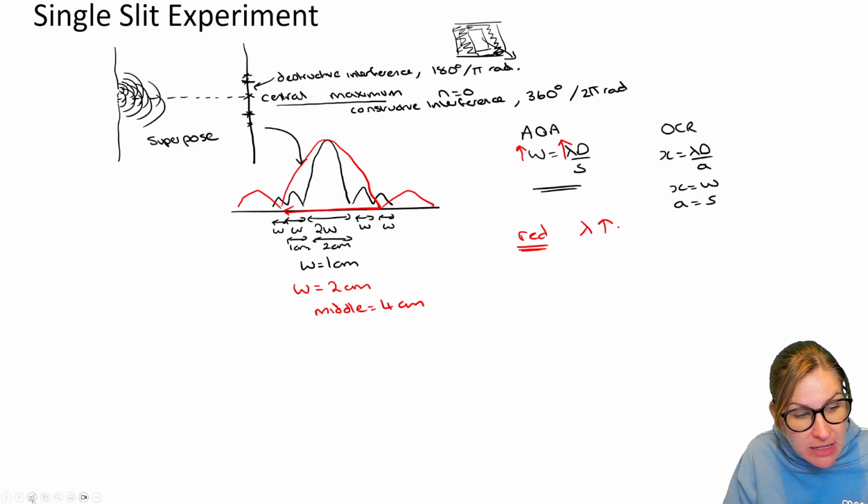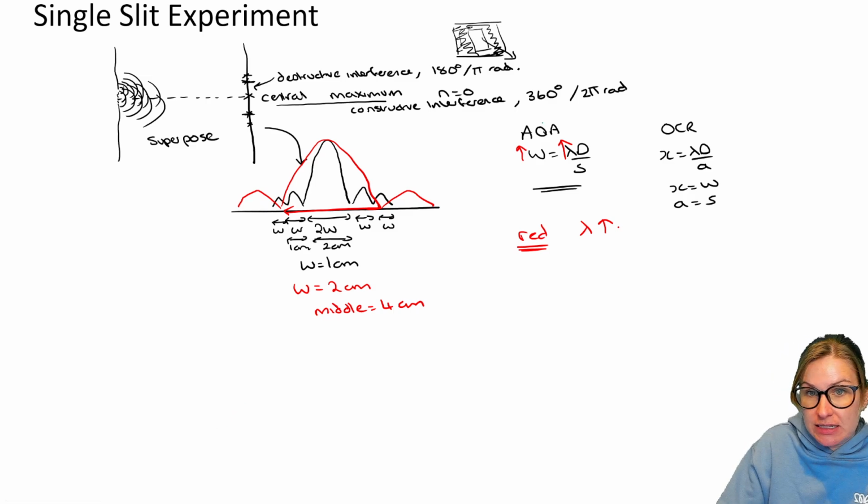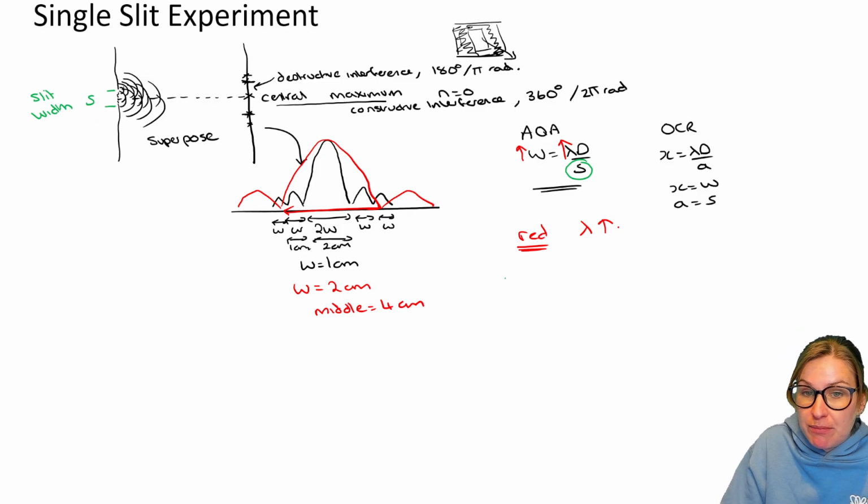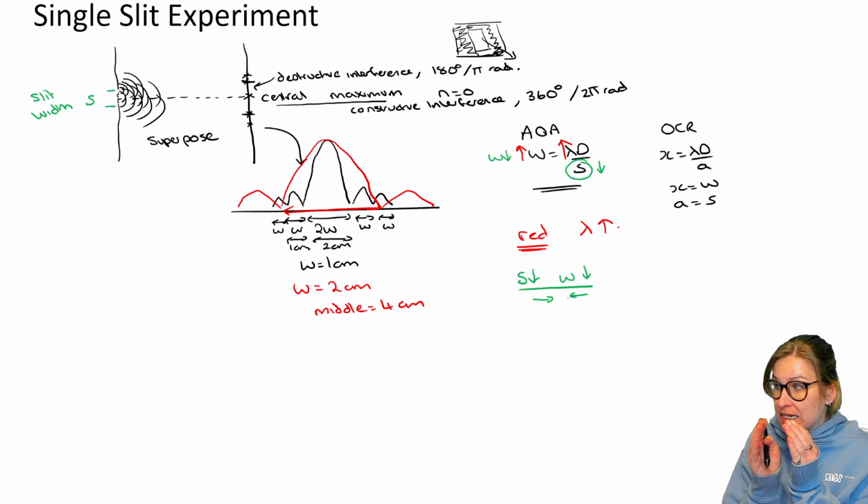Another thing we can think about is what if we manipulate the slit? So here, S before was our double slit separation. Now S is going to represent slit width, or if we're doing A-level OCR. So what happens if I decrease my slit width? If I decrease my slit width, I can see my value of W is going to drop. So if I decrease my slit width, my value of W drops, which means the pattern is going to get much, much closer together.